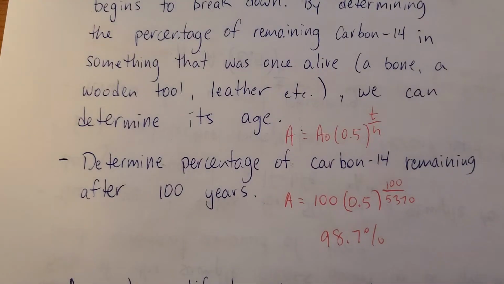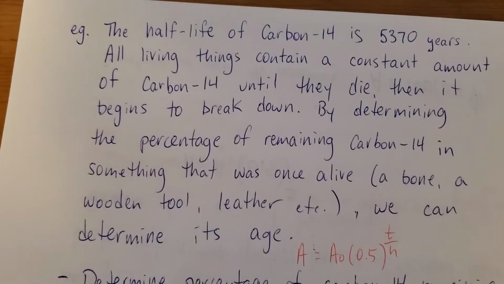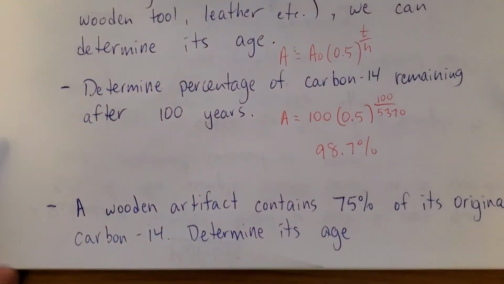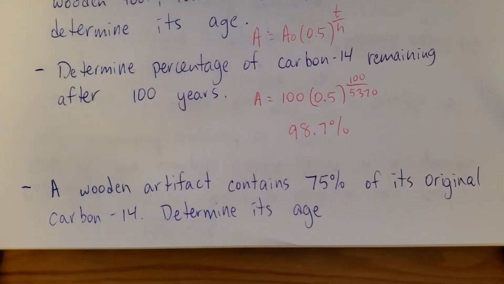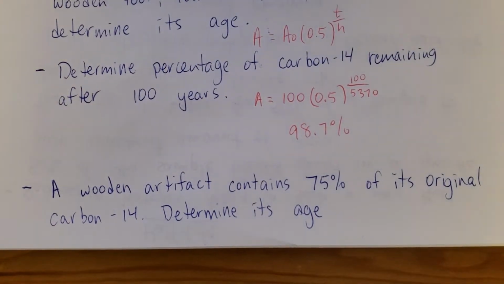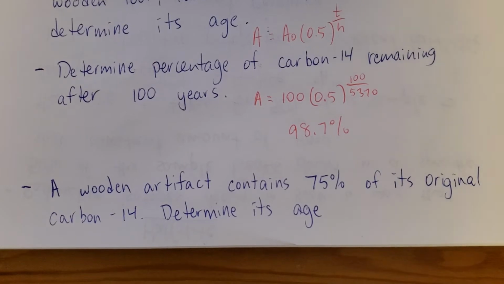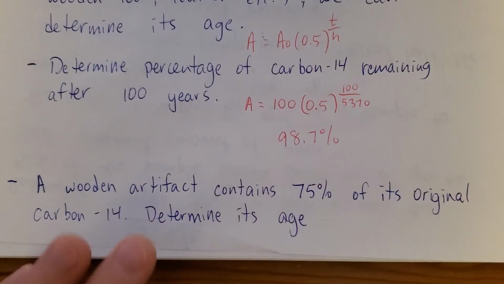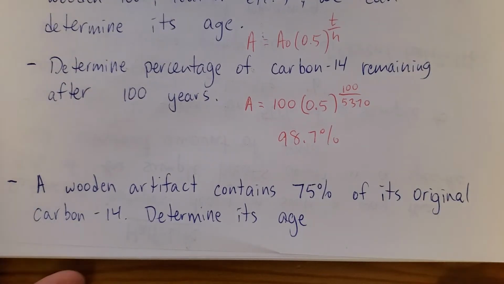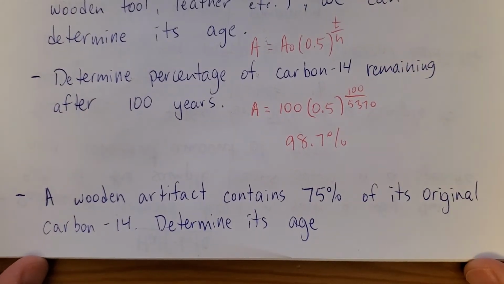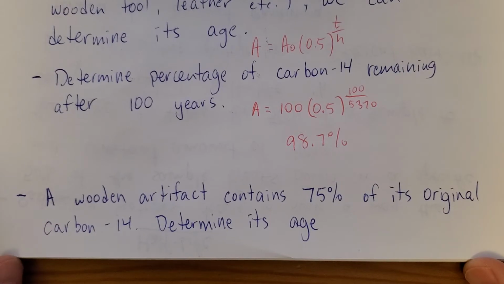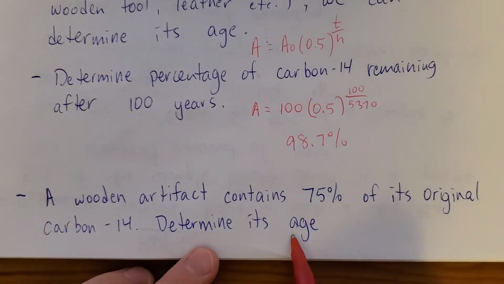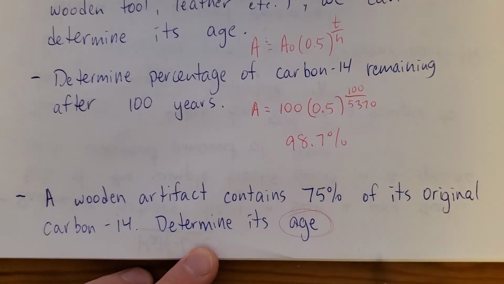Okay, let's get to a new example here. I want us to actually date something now. So I'm saying a wooden artifact contains 75% of its original carbon-14. We're going to determine its age. Okay, to figure it out using this formula would require some math I don't really want to do. I'm going to just show us how to do it with our calculator. Okay, the age is time.